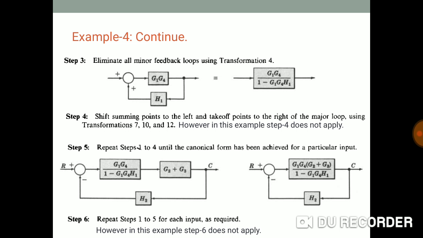Then we will once again reduce the minor feedback loop with the help of the same formula, closed loop transfer function, that is G of s divided by 1 plus G of s into H of s. Here it is, whatever the upper block is at the forward side, forward path, that is our G, and whatever is in the feedback path, that is our H.